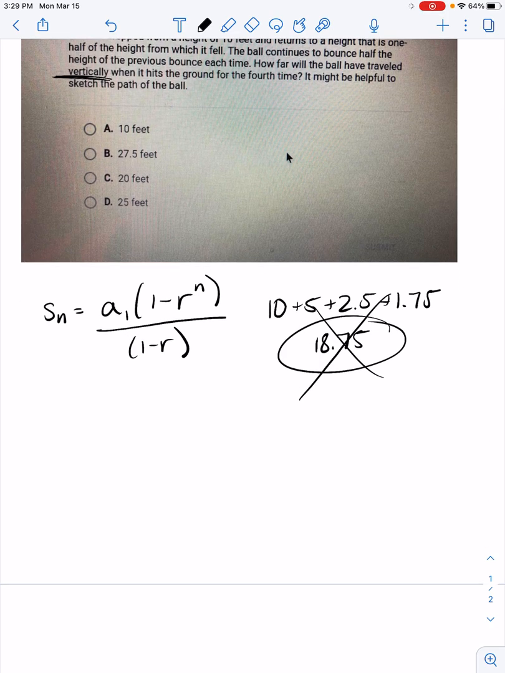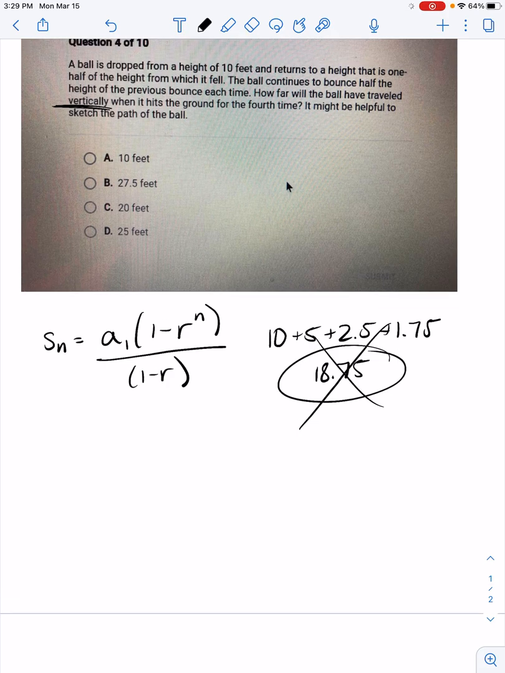So at the end it says it might be helpful to sketch the path of the ball. All right, so it says a ball is dropped from a height of 10 feet. So let's say we're standing here, and here's the ball. It's dropped from a height of 10 feet and it hits the ground, okay? So at 10 feet right here, it's dropped. It hits the ground. It returns to a height half as big as it originally was. So it returns to a height of 5 feet, and then it drops to the ground again.